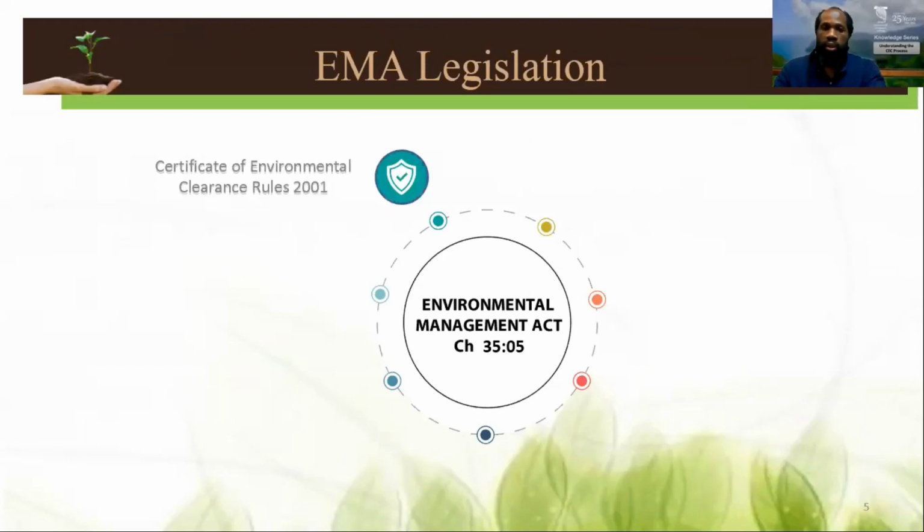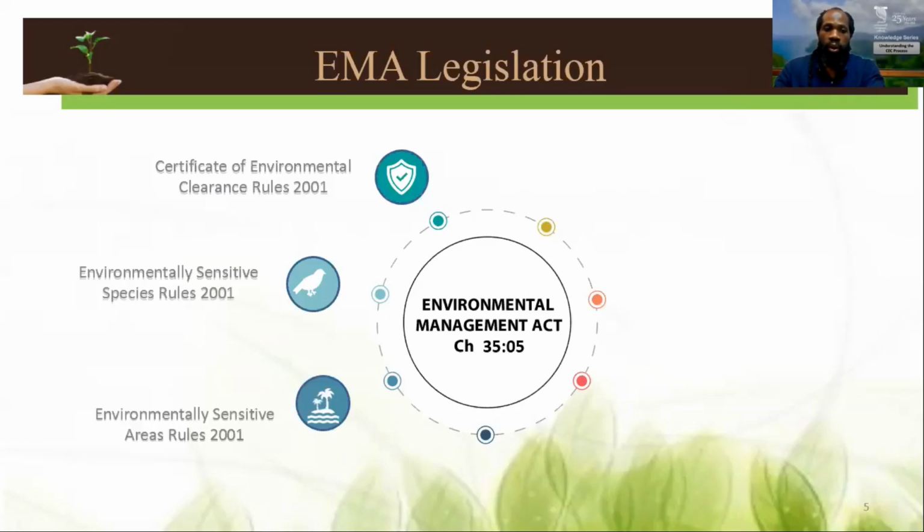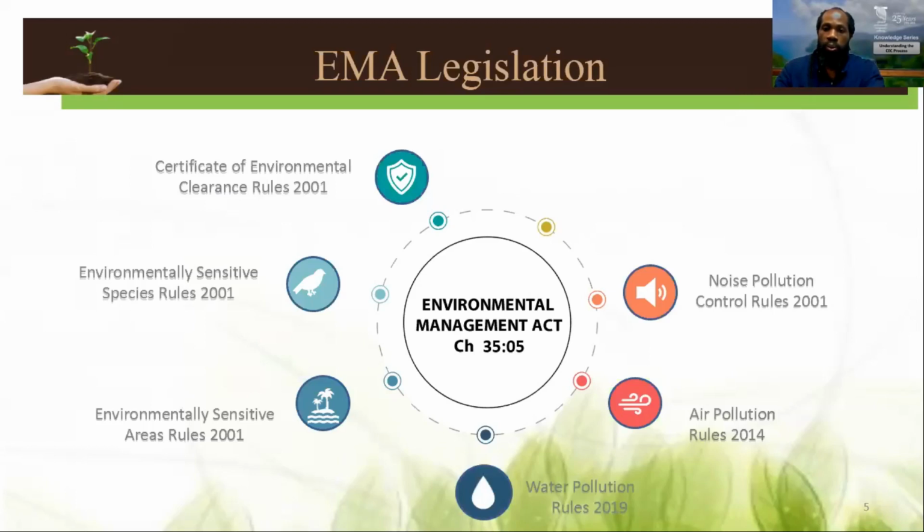Just to look at it in a counterclockwise orientation, and pertinent to this presentation today, we have the CEC rules, or the Certificate of Environmental Clearance rules. Also, these are critical considerations and resources we consider in processing applications. So we have the environmentally sensitive species rules, environmentally sensitive areas rules, water pollution rules, air rules, noise pollution control rules, and pending the waste management rules.